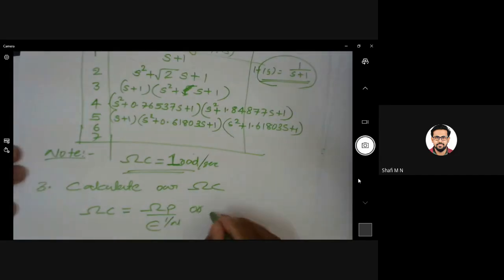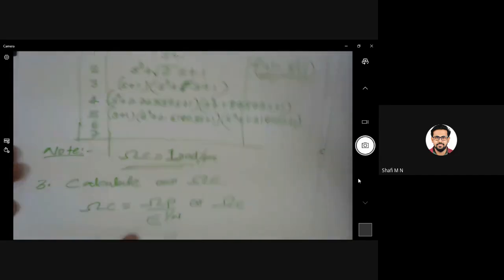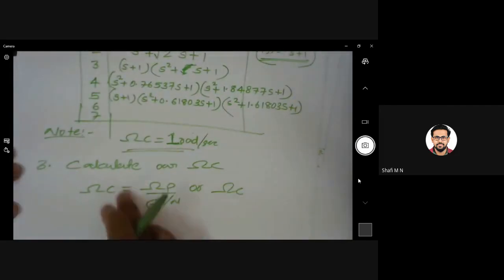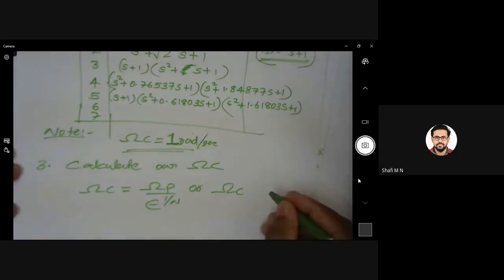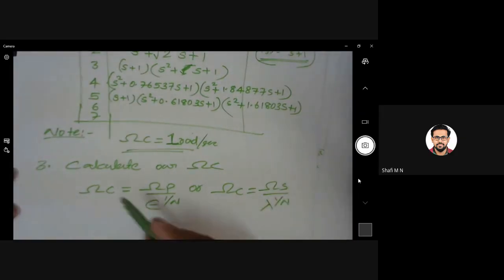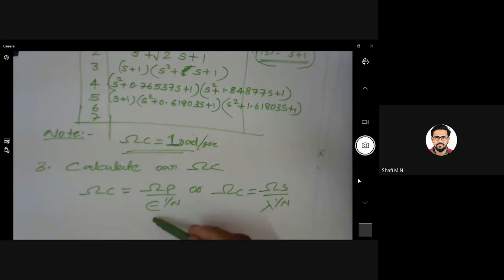There are two options. This is a design giving importance to the pass band. We'll see the difference. And if you want to give importance to the stop band, then you can use this equation, lambda raised to 1 by n. So omega c equals omega p by epsilon raised to 1 by n, or omega c equals omega s by lambda raised to 1 by n. You can use any of these equations.